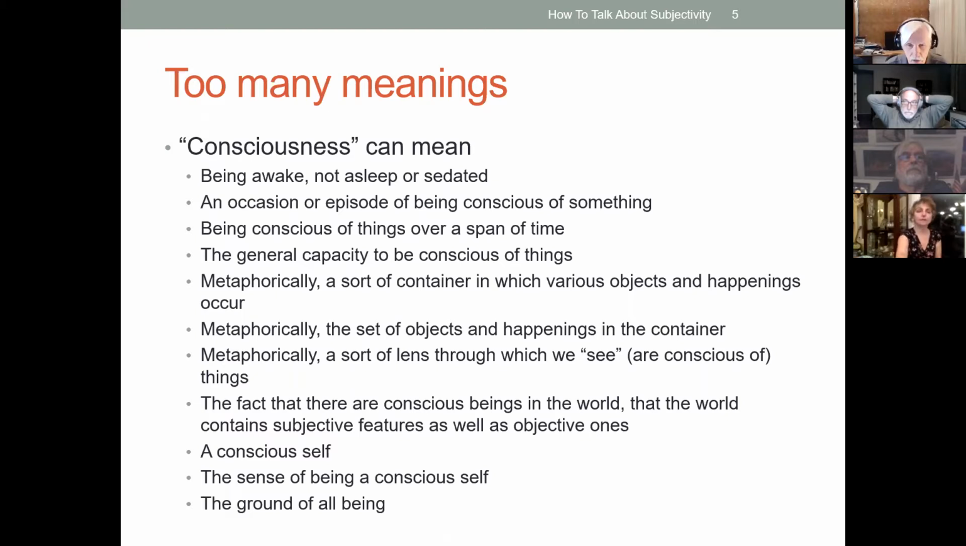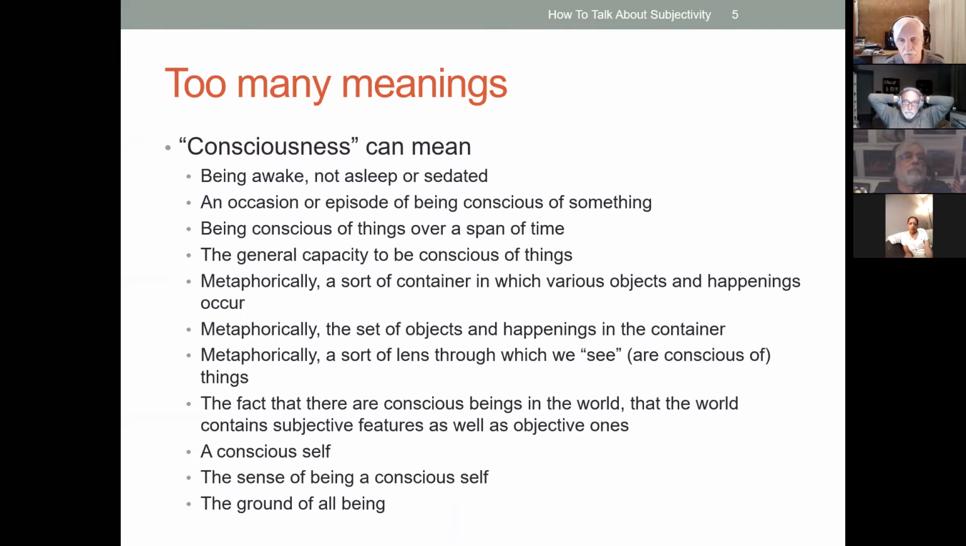Metaphorically, the term can mean a sort of container in which various objects and happenings occur. And I'll get to this in more detail later. Or sometimes, metaphorically, it's the set of objects and happenings that are in the container. So I say, oh, my consciousness was expanded. Well, that sort of means it's like a container, and all the things are in it. Either there are more things or they appear more intensely or something.